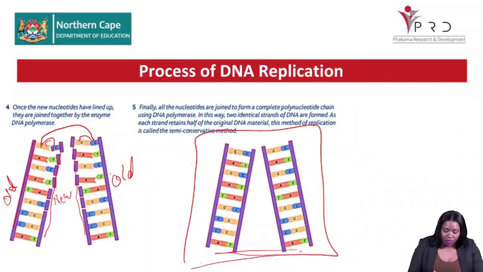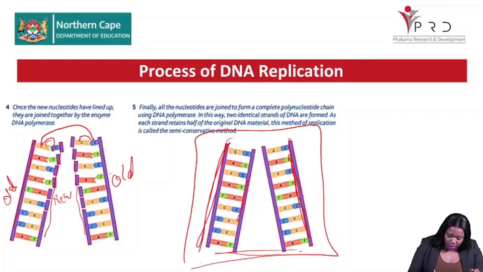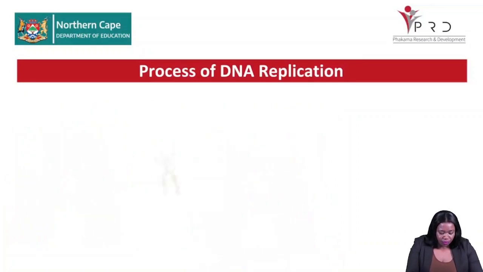Each DNA molecule here is made up of one old strand and one new strand. So this would be our old strand, this would be our old strand, this would be our new strand, and this would be another new strand, right?